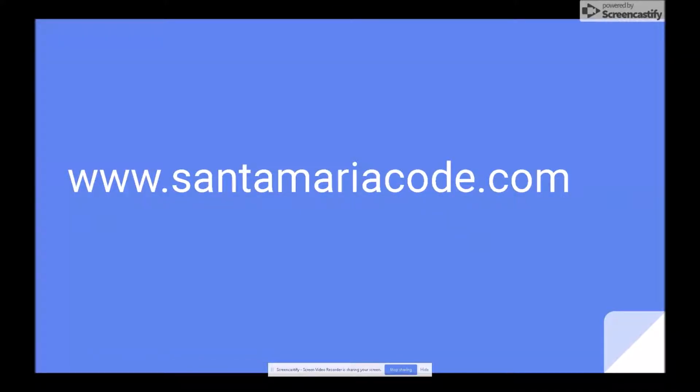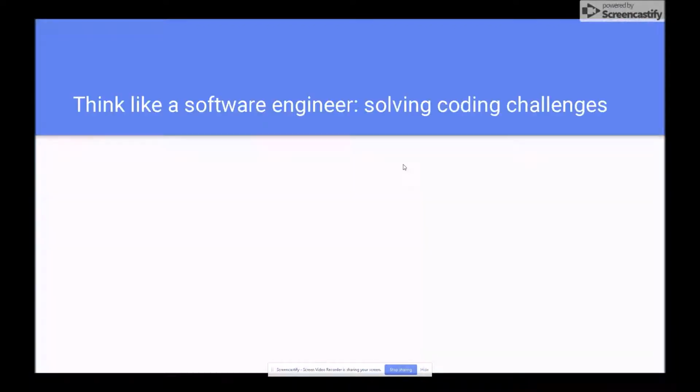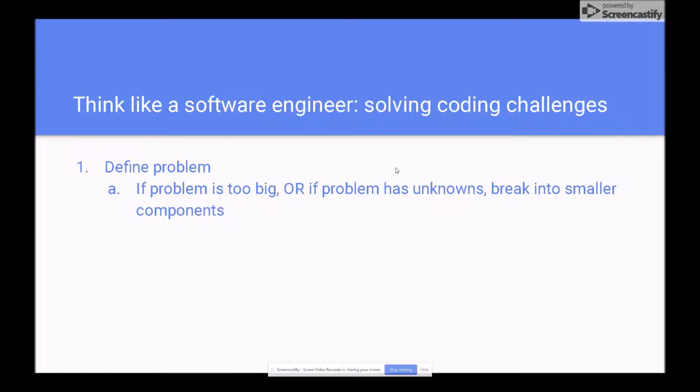Okay, today I'm going to walk you through how to think like a software engineer when it comes to solving coding challenges. So the first thing that you want to do is define the problem. You want to have a clear idea of what the problem is. If the problem's too big, if it has unknowns, that's okay. Just break those into smaller components of the problem and then work on them as you go.